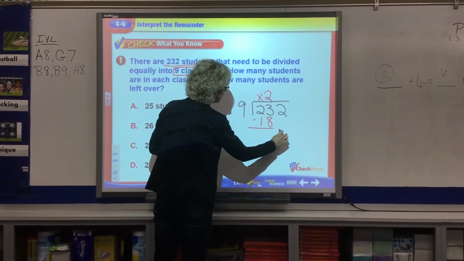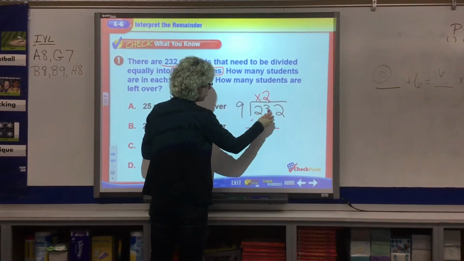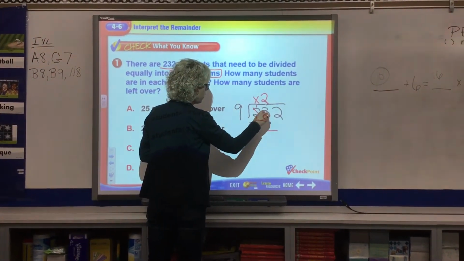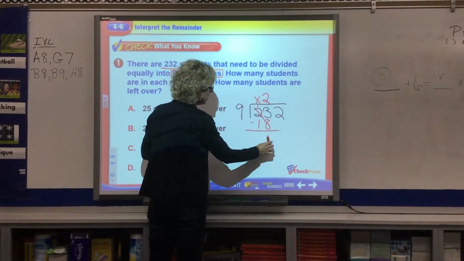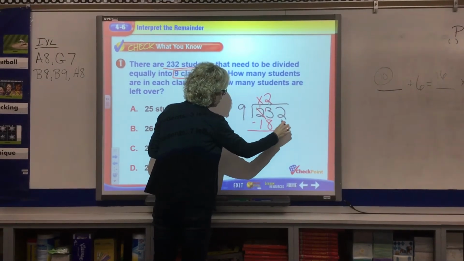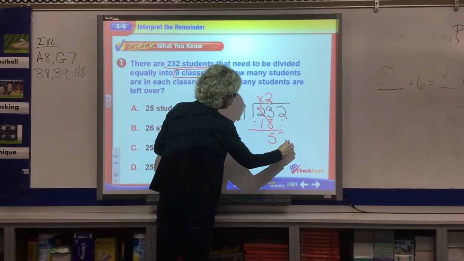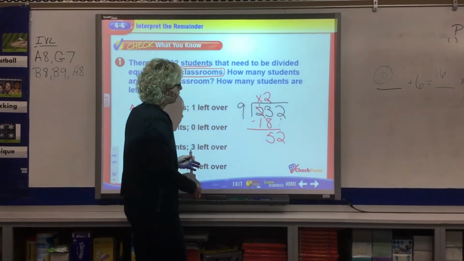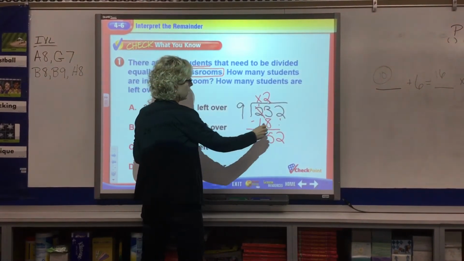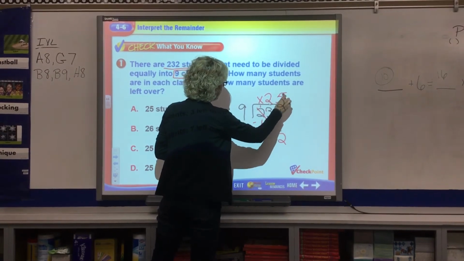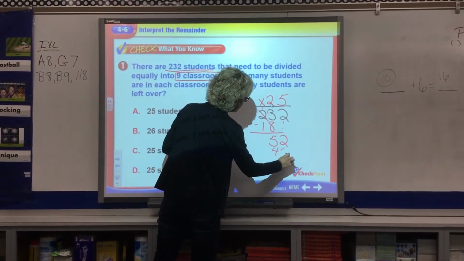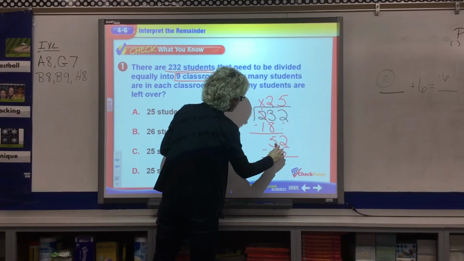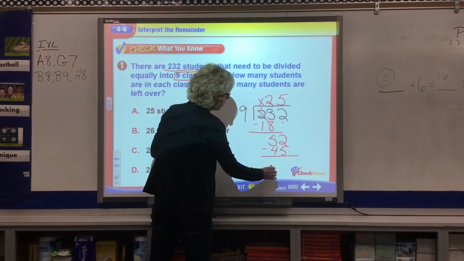You subtract 23 minus 18. You have to regroup. This would become 1. This becomes 13. 13 take away 8 is 5. I'm going to bring down the 2. How many times does 9 go into 52 without going over? I know that is 5. 5 times 9 is 45. And subtract, and I know the difference between 52 and 45 is 7.